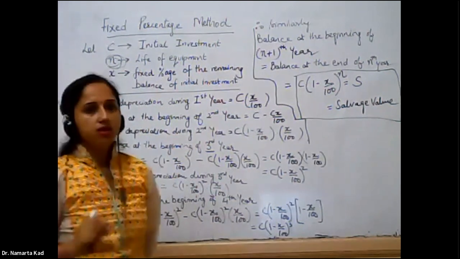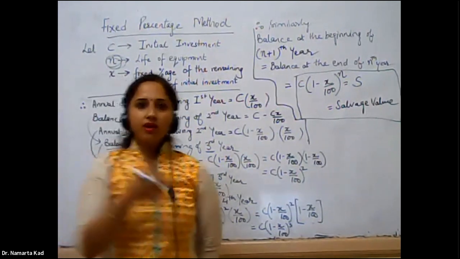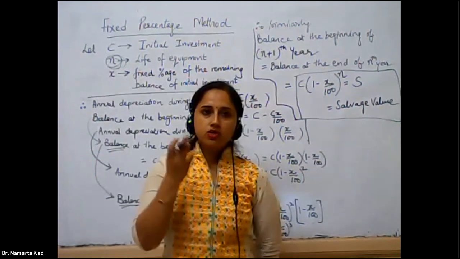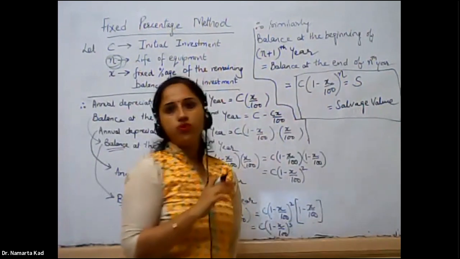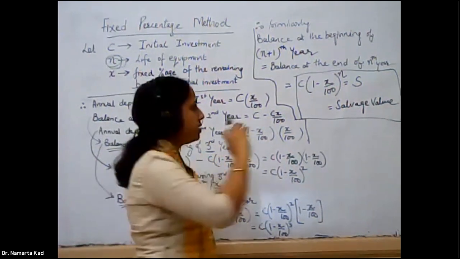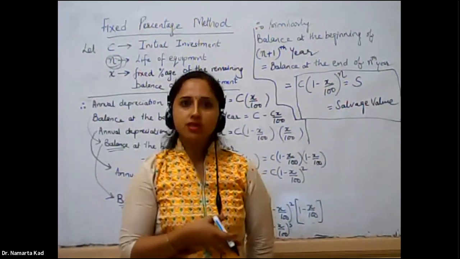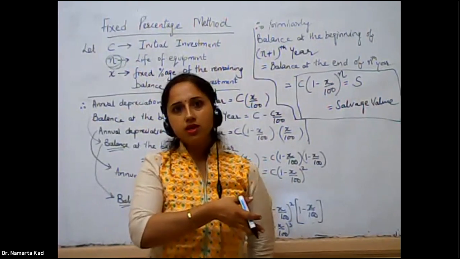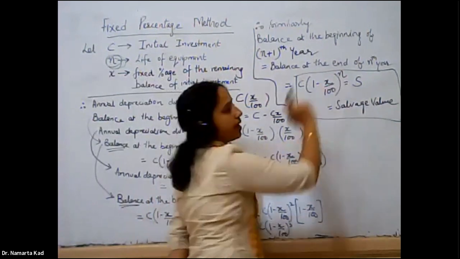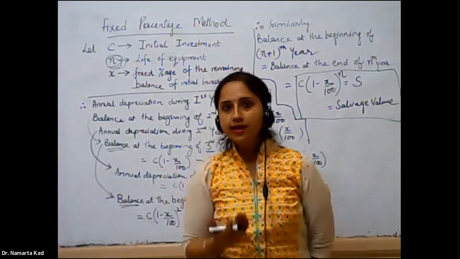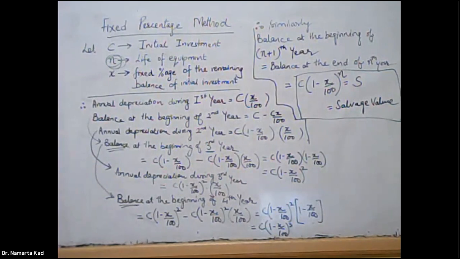So this is the formula, and in some numericals they ask you to calculate the value at the end of, say, 4th year. Then you directly apply n is equal to 4. If they ask for the value at the beginning of 5th year, you have to see the word beginning. For beginning, again apply n equal to 4. If they say end, apply the same figure. So this is the net formula for the fixed percentage method.